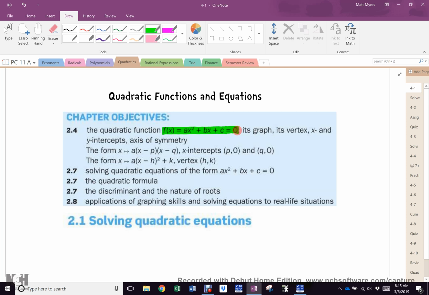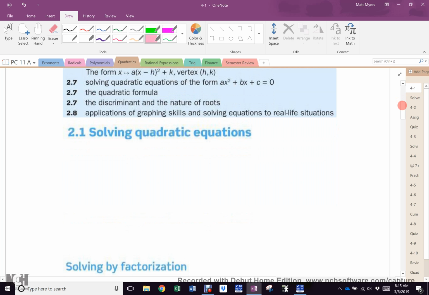What you haven't seen is graphing, vertex, x and y intercepts, and axis of symmetry, all of which we are going to cover, but not right now. The first thing we are going to talk about is solving quadratic equations. Now, you have already done this, as I said, so it won't be a problem, and it's a nice review for your test tomorrow, all right?